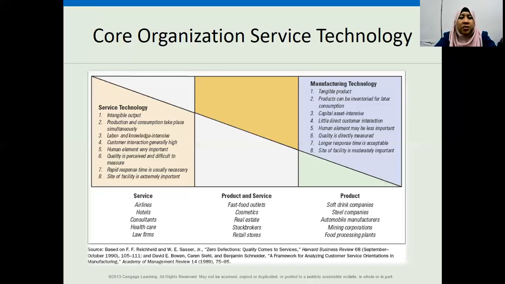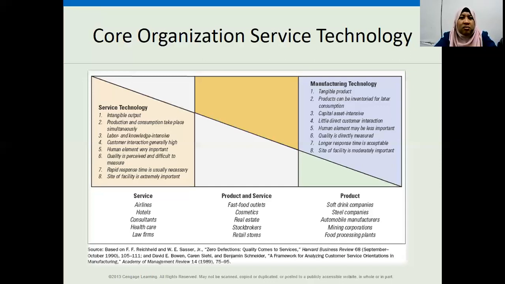So for product and service, we have fast food outlets. For those asking me, madam, if McDonald's does delivery to us, whether it is service technology or manufacturing technology, it is both because you combine both here. You have the app from McDonald's, your phone, the internet, and then the delivery guy, and then the restaurant itself. So it involves both product and service.